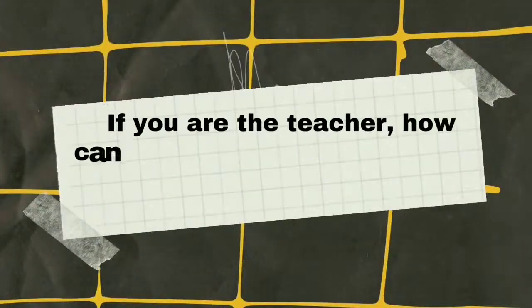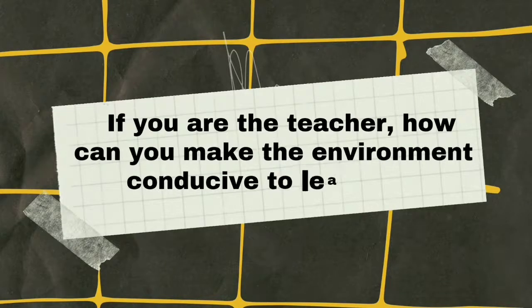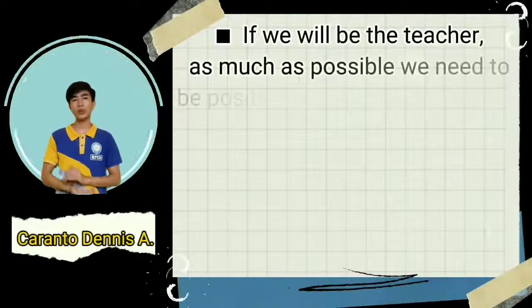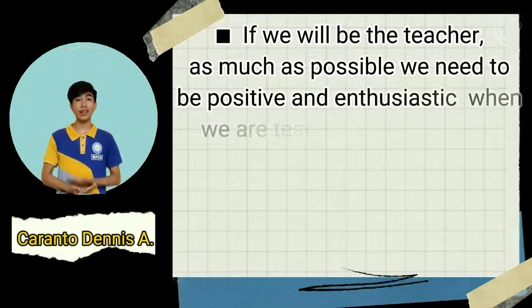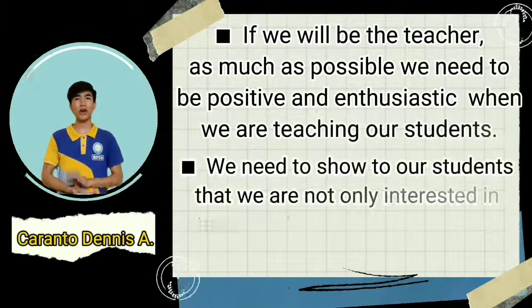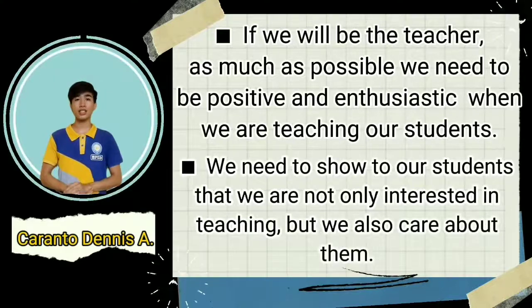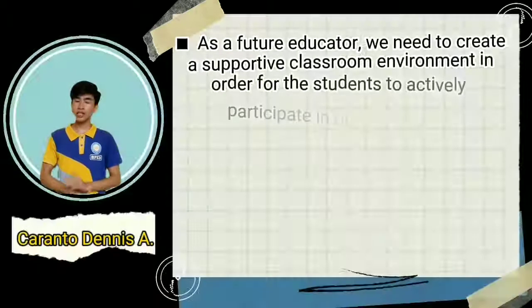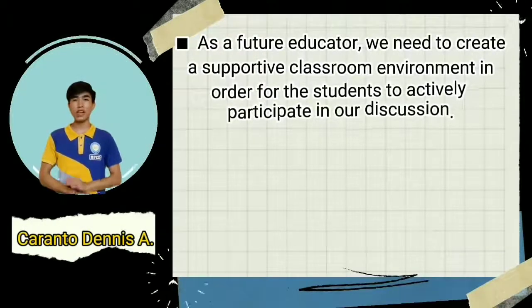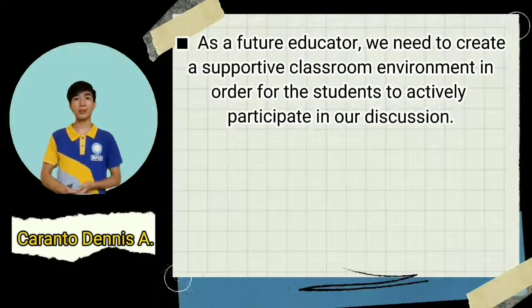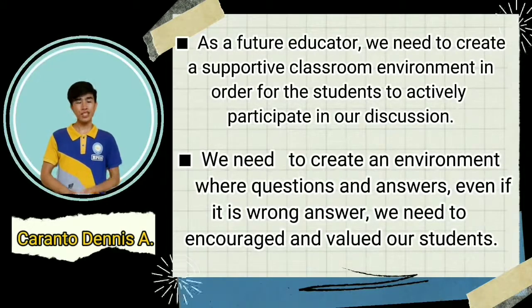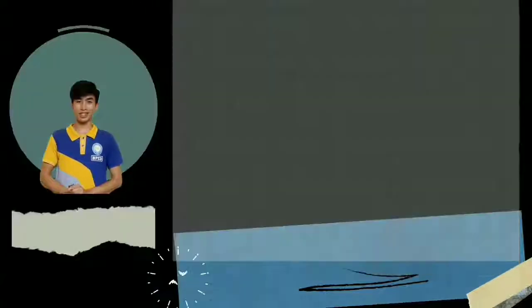If you are the teacher, how can you make the environment conducive to learning? If we will be the teacher, as much as possible, we need to be positive and enthusiastic when we are teaching our students. We need to show to our students that we are not only interested in teaching, but also we care about them. As a future educator, we need to create a supportive classroom environment in order for the students to actively participate in our discussion. And lastly, we need to create an environment where questions and answers, even if it is a wrong answer, we need to encourage and value our students.